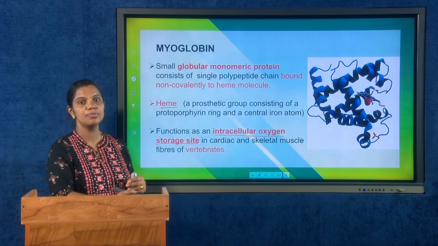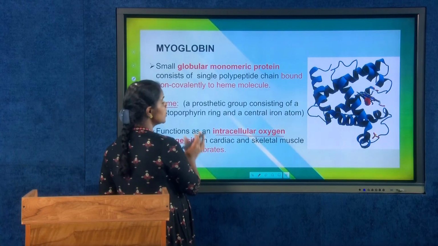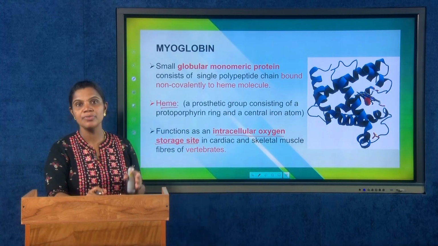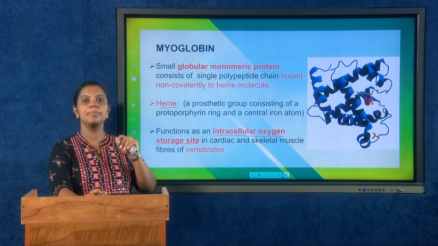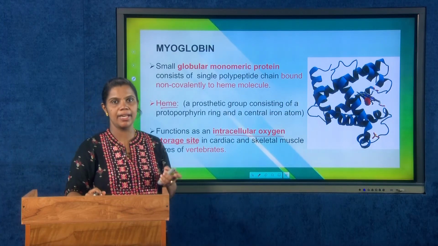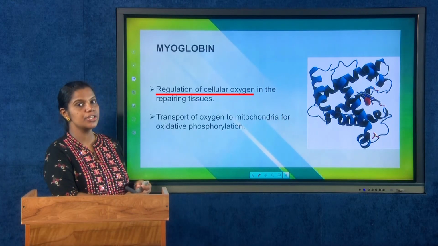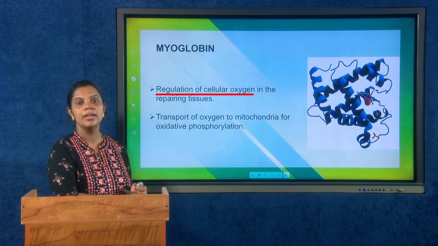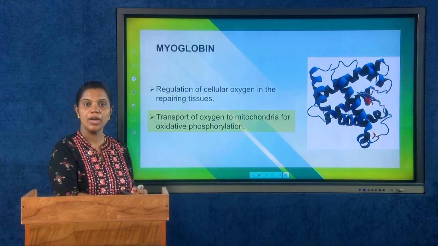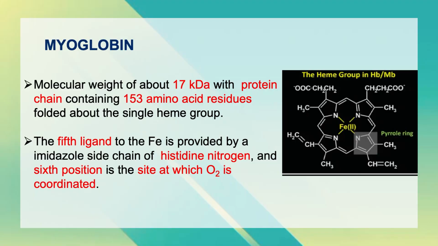So, what is the function of myoglobin? It functions as an intracellular oxygen storage site. So, that is the function of myoglobin. It is the main oxygen storage site in vertebrates. It also helps in regulation of cellular oxygen in the repairing tissues. It transports oxygen to mitochondria for oxidative phosphorylation.